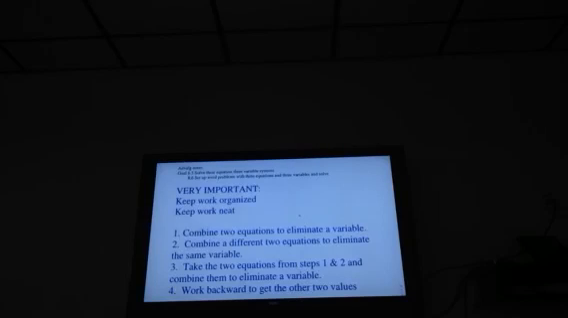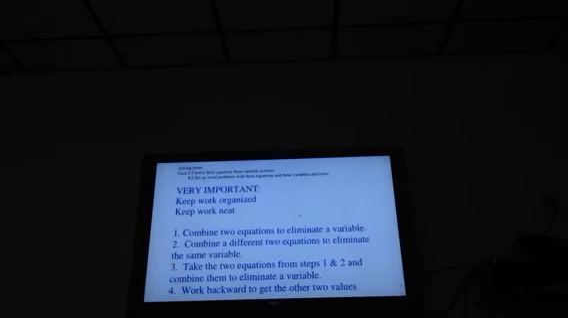So your job then is going to be to combine 2 equations together to eliminate a variable. Key thing number 2, combine a different 2 equations together to eliminate the same variable. That's key, because if you don't do number 2 correct, you just keep working in circles and you can never get to the answer, okay?